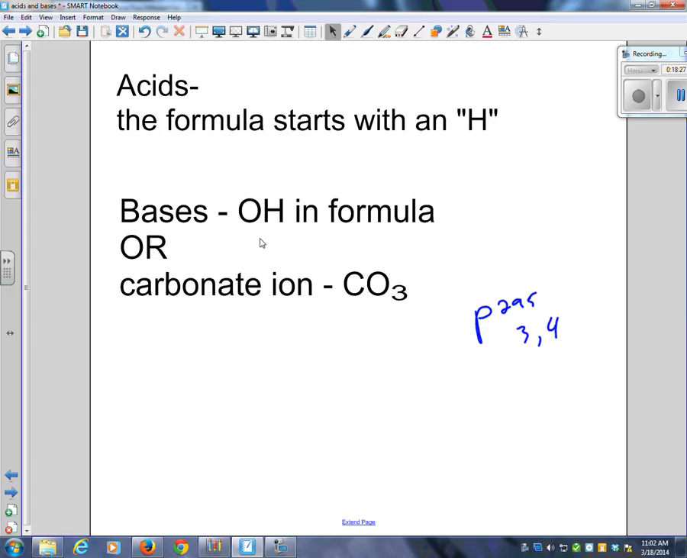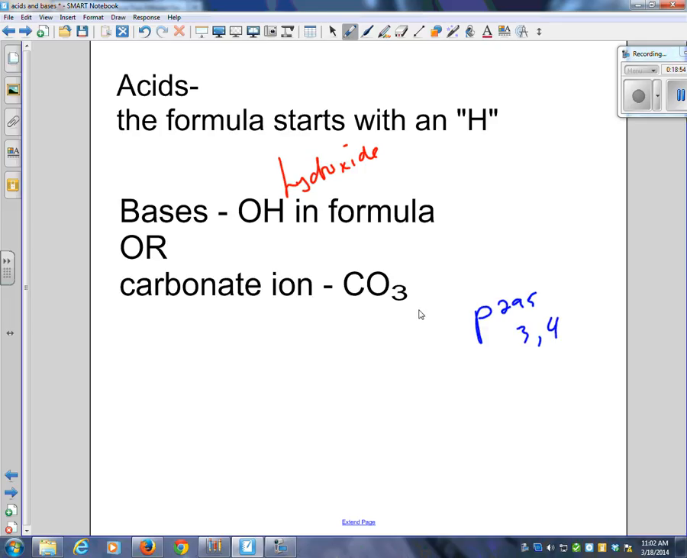So we're drinking acids. Yeah, lemonade, Coke, all acidic, right? Vinegar. Bases have an OH in the formula. The OH is the hydroxide group. Or a carbonate ion, CO3.